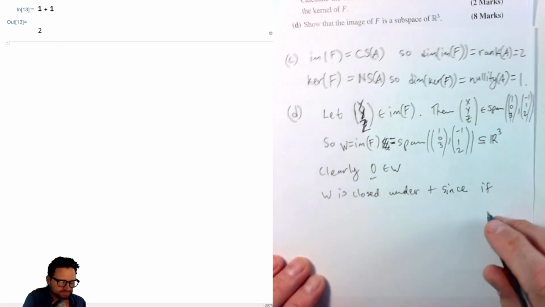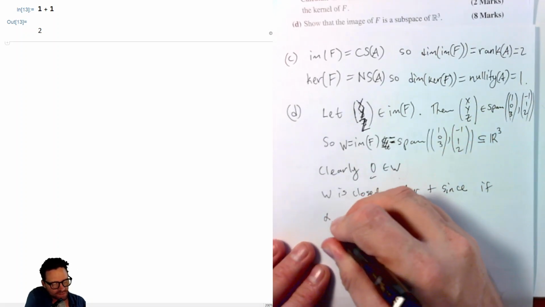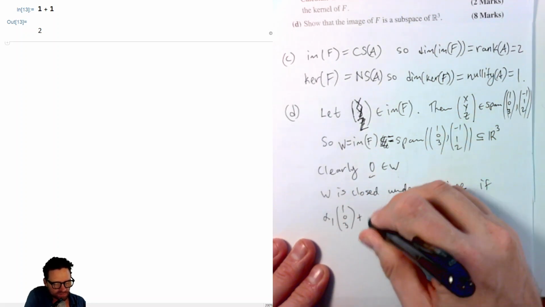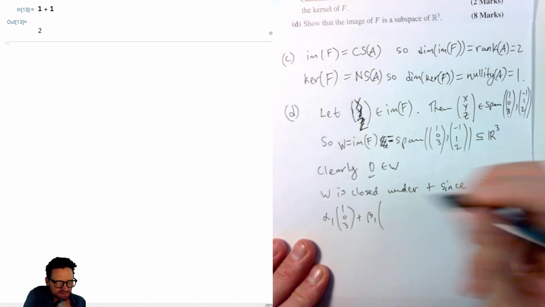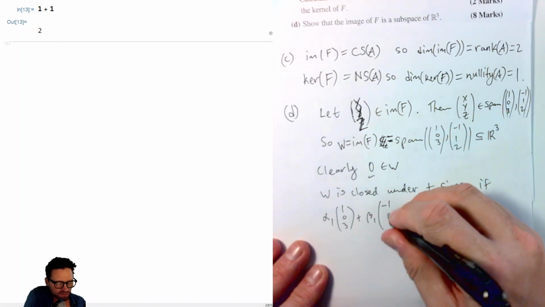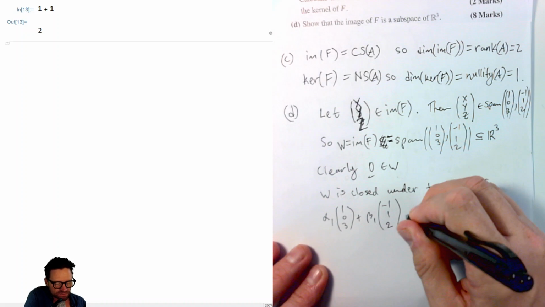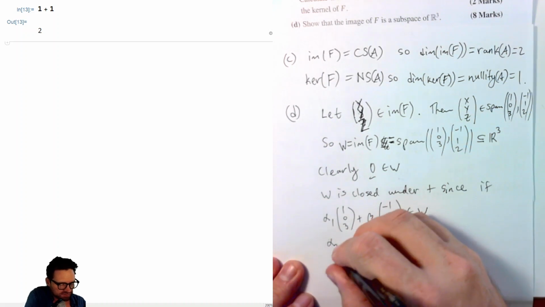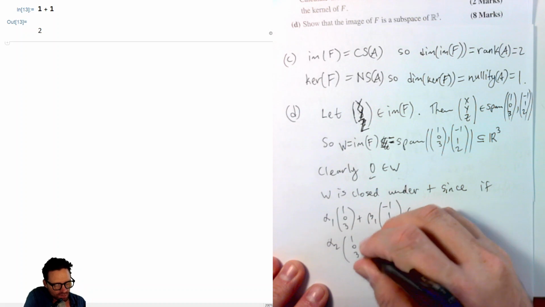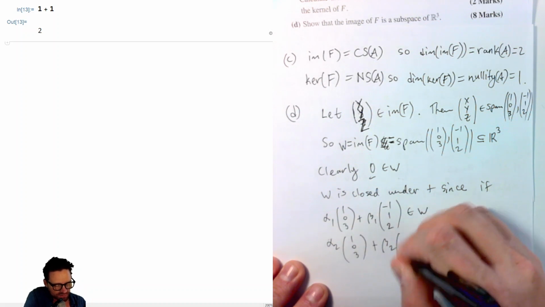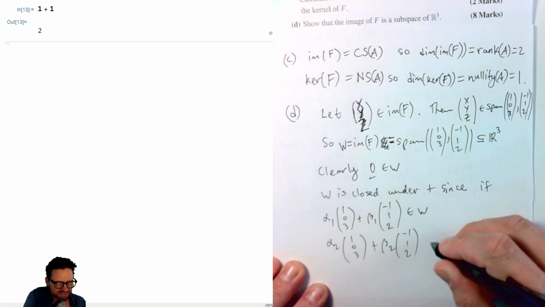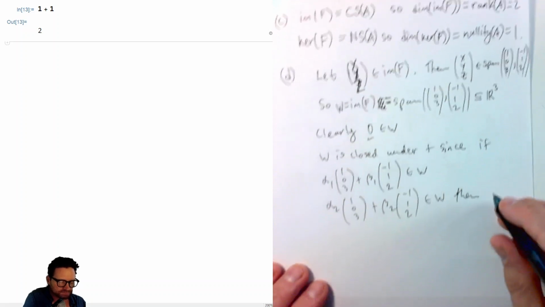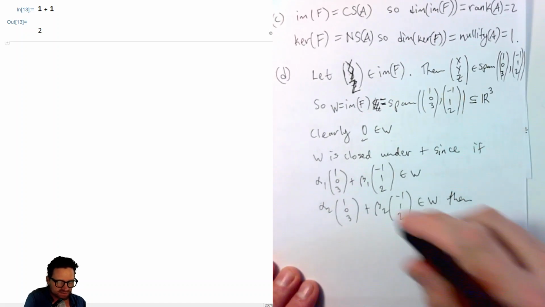Since if alpha 1 times (1, 0, 3) plus beta 1 times (minus 1, 1, 2) is in W, and alpha 2 times (1, 0, 3) plus beta 2 times (minus 1, 1, 2) is in W, then the sum of these two things is in W.